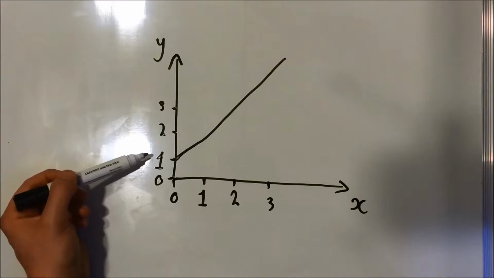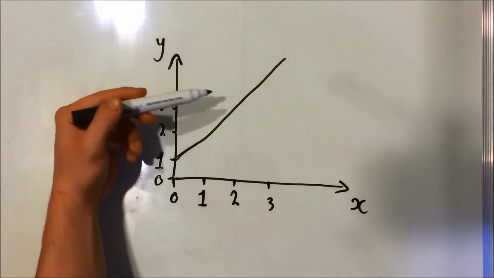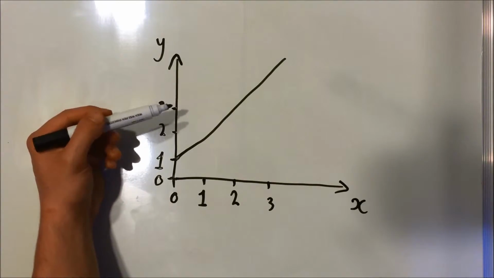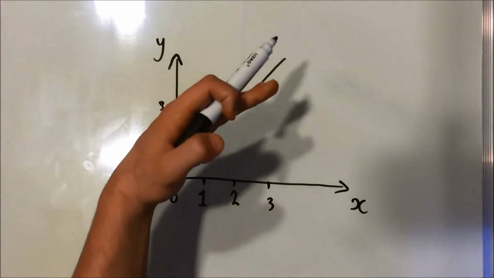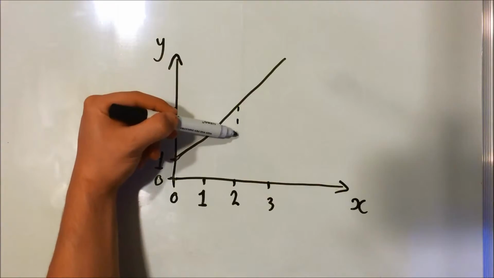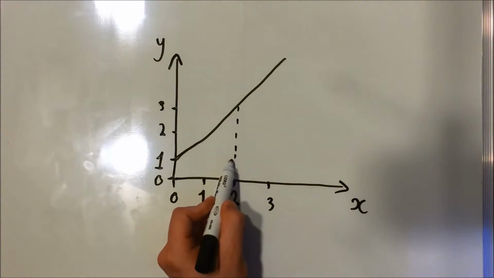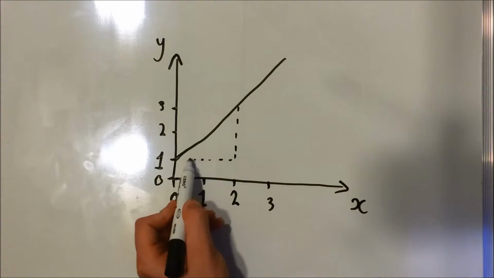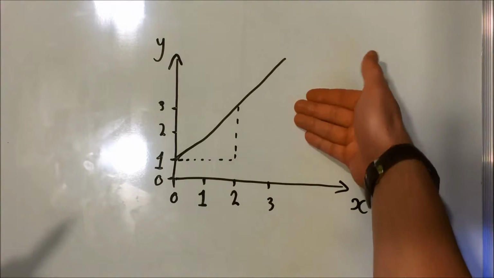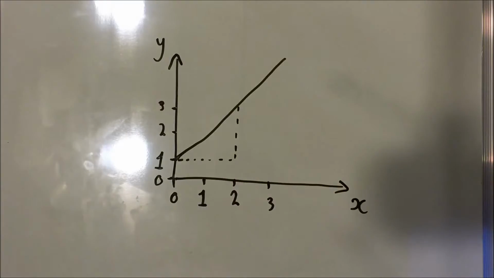So now we just have to work out the gradient. And all the gradient means is the change in the y values divided by the change in the x values. So we find the change in y divided by the change in x. So basically you draw a triangle at any point on your line. Pick a triangle that goes through main points. It makes your life a lot easier.